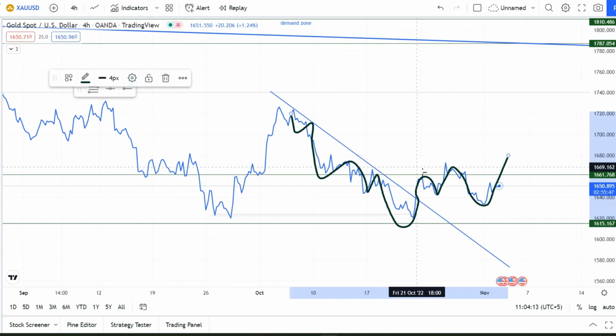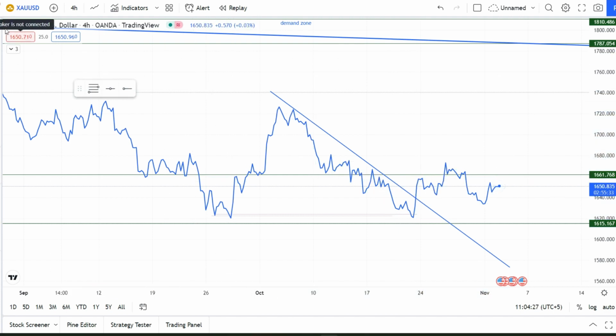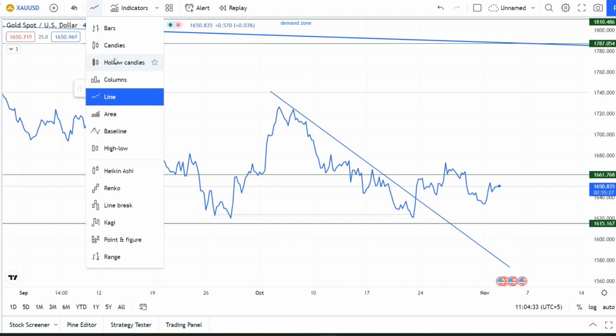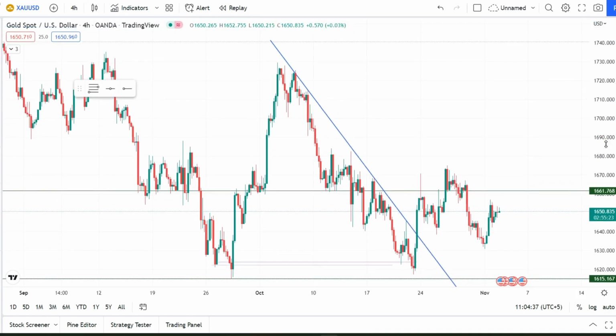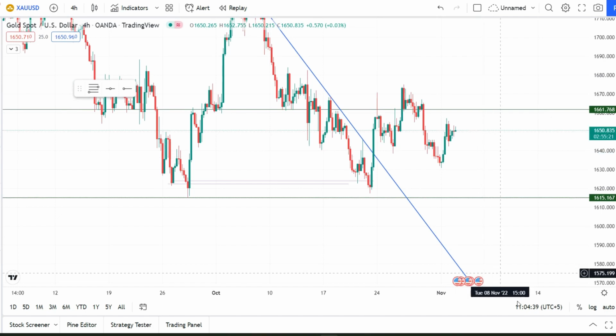So it seems that for gold, the market is right now bullish. Why is it bullish? Just because of this trend line. This trend line is telling me that gold is basically on the bullish side. Now, if you open the candle chart and check the latest areas, let's see what the possibilities are and what is going to happen.